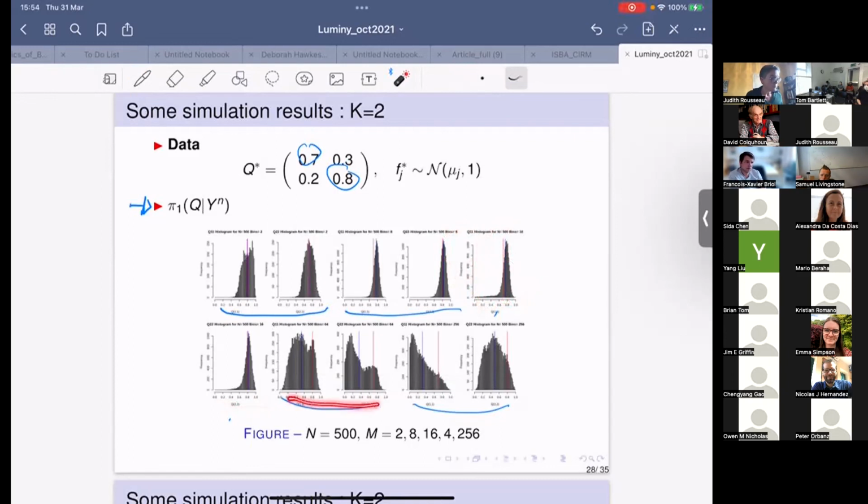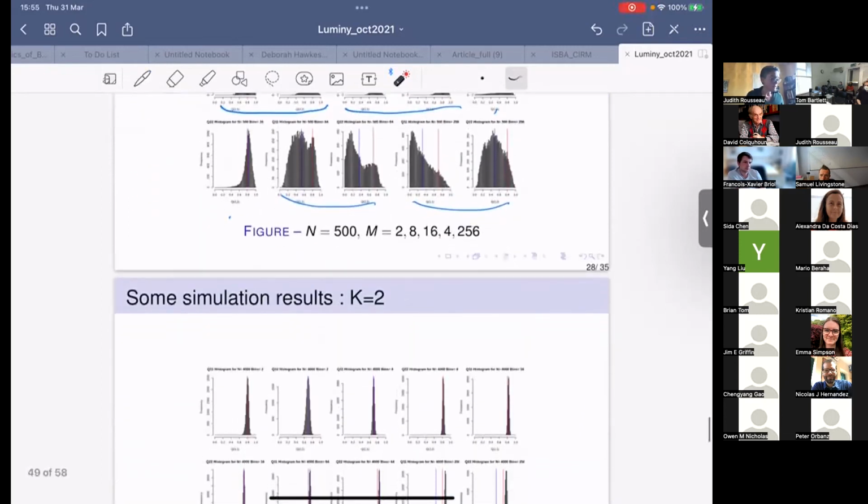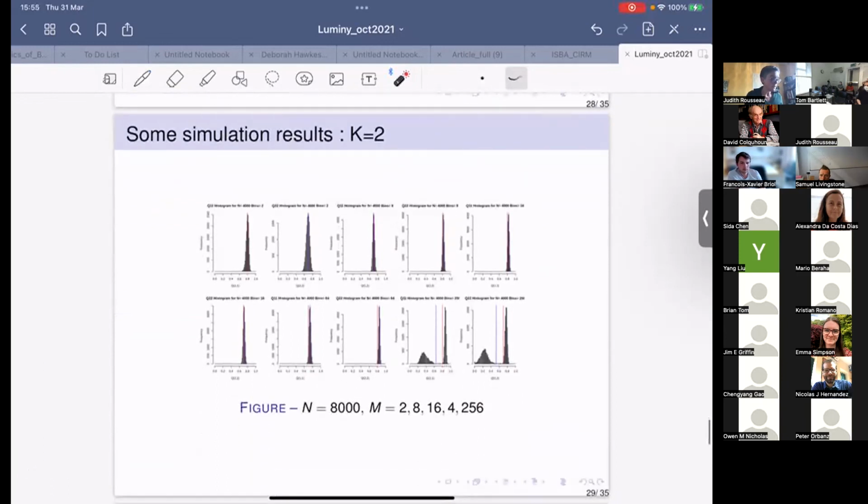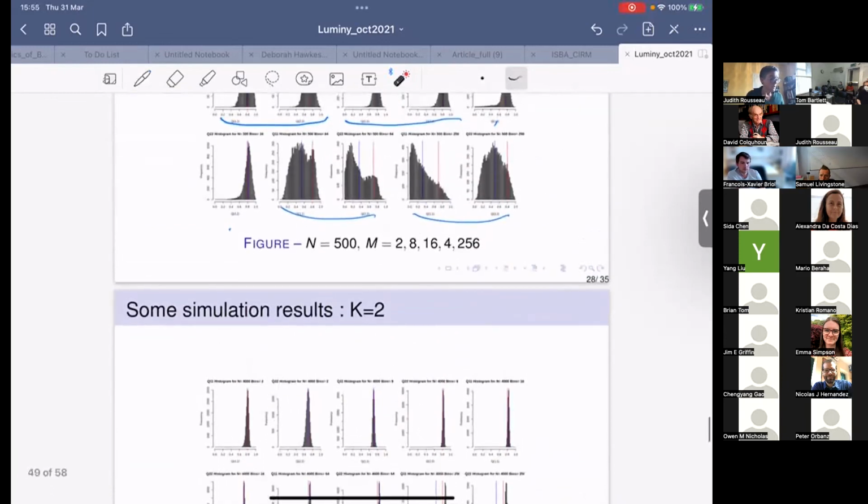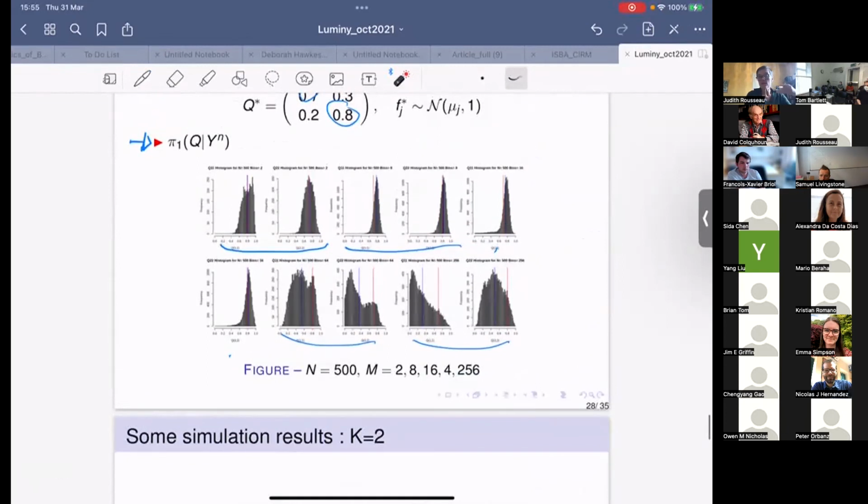And when you start to really increase the number of bins, it becomes completely crazy. So you really don't want too many bins, because then the inference is very bad. And it's better to be here than there, in a sense. It's conservative, but it's better to be here. And the same thing when you have 8,000 observations. What's nice is that somehow you start seeing a shift.